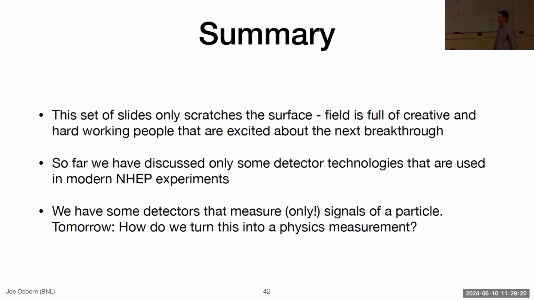So we've only discussed some detector technologies that are used in modern nuclear and HEP experiments. And something that I want to emphasize in preparation for the lecture tomorrow is that all I have told you right now is about some detectors that measure only signals of a particle. So this is something like on your oscilloscope, a pulse or a waveform or something like this. I hope that you are asking, how the heck do you turn this into a physics event or something that we can even make sense out of to do some physics analysis? And that will be the goal of tomorrow's lecture, is to discuss how we take this data and actually transform it into something that makes sense. So, okay, thanks everyone.